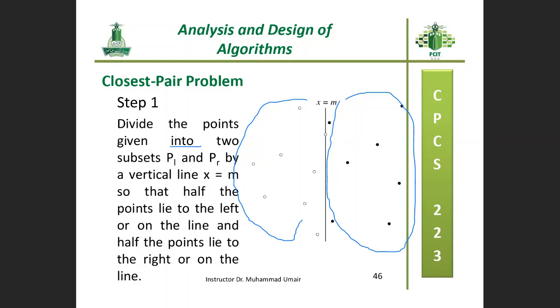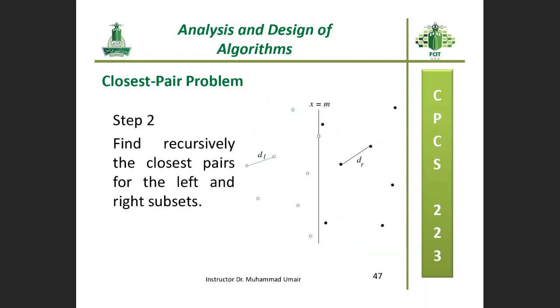Divide the points given into two subsets, PL and PR. PL means points on the left side, PR means points on the right side, separated by a vertical line x equal to m. And after that, you will find the shortest distance on the right side and the shortest distance on the left side. Obviously you have to recursively keep on dividing and then combining the results, as we have done for merge sort. Remember the merge sort algorithm? This will have a similar kind of pattern.